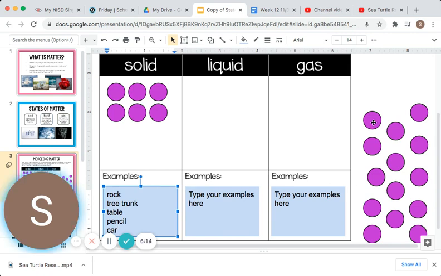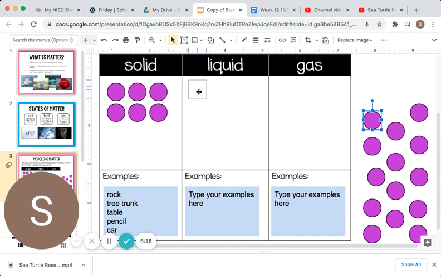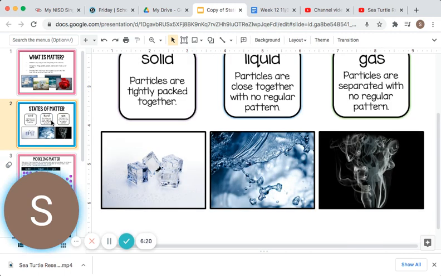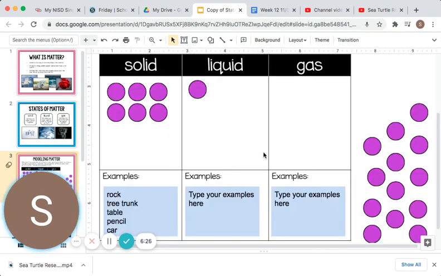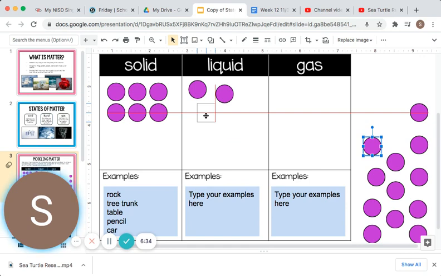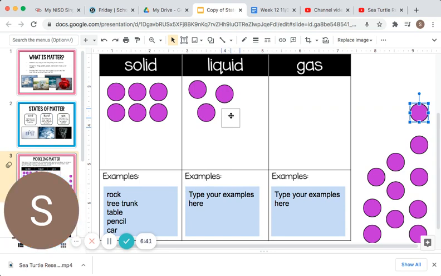Okay, so let's go to the liquid over here. So liquid, it said on slide 2 that liquid particles are close together, but they don't really have a pattern, all right? So they're not tightly packed together like the solids, but they're kind of close together. So I'll put them a bit like that. And again, it said there's not really that much of a pattern to them.